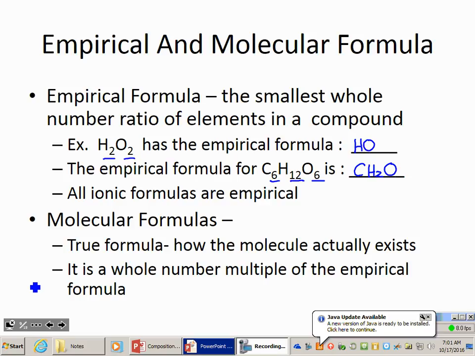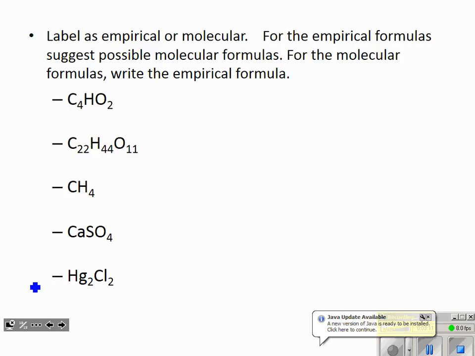So just to be able to recognize an empirical formula or a molecular formula is something I expect you to do. If the formula is molecular, I would expect you also to be able to look at that molecular formula and reduce it down to its empirical formula. Beyond that, I would expect you to calculate empirical and molecular formulas.